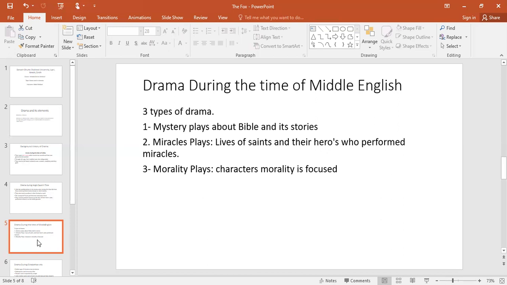And the third type of drama during this time was morality plays. So see, beta, morality plays. First of all, you must know what morality actually is. The character's morality is focused in these plays. Like if the person is moral and he has moral values, then that is appreciated. And at the end of the drama, that person will be rewarded. If the person is not moral and he's corrupt and evil, then obviously at the end he will face the consequences.